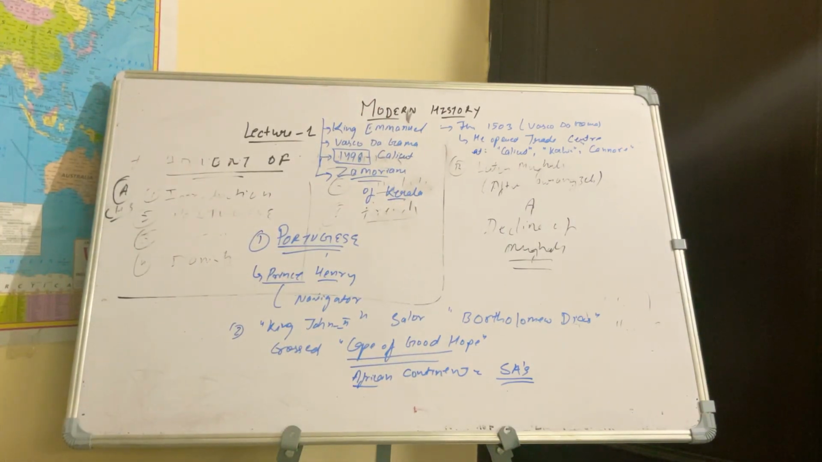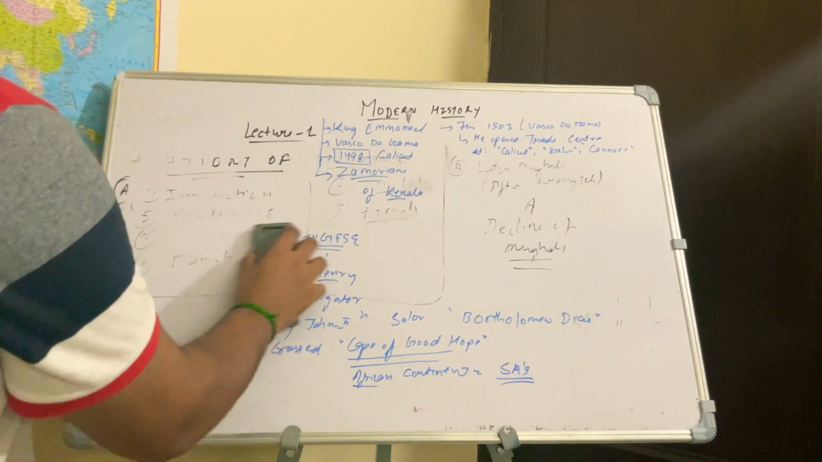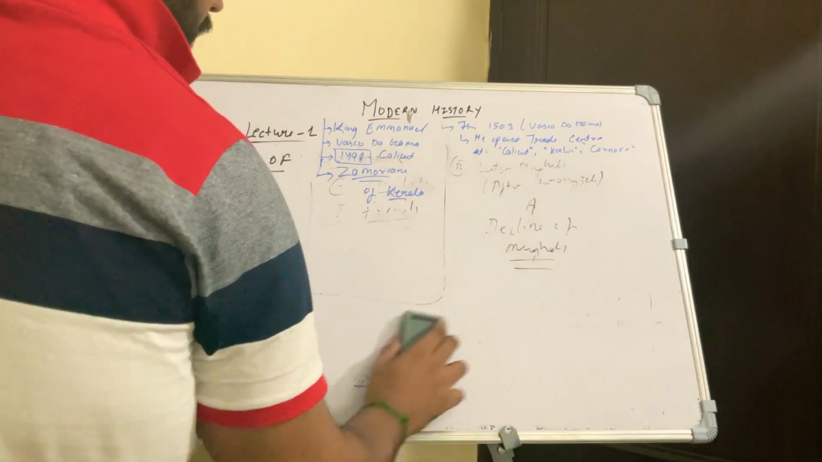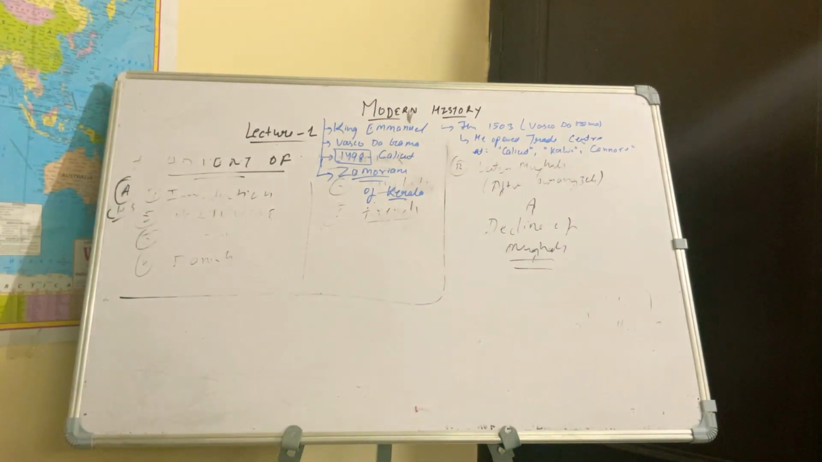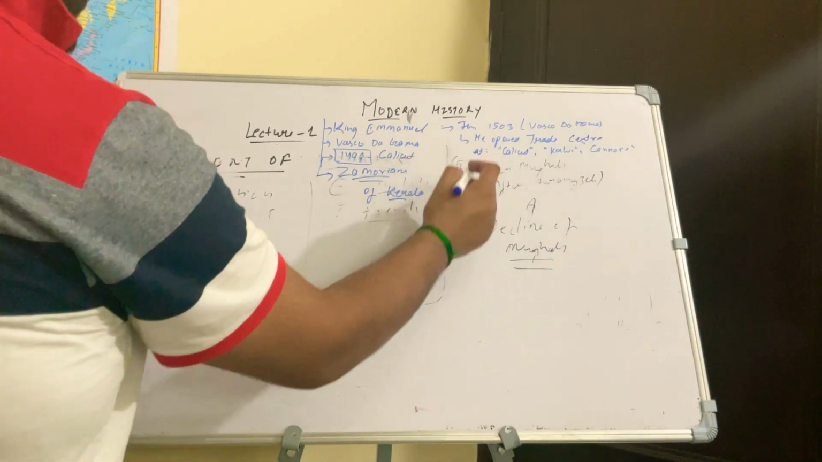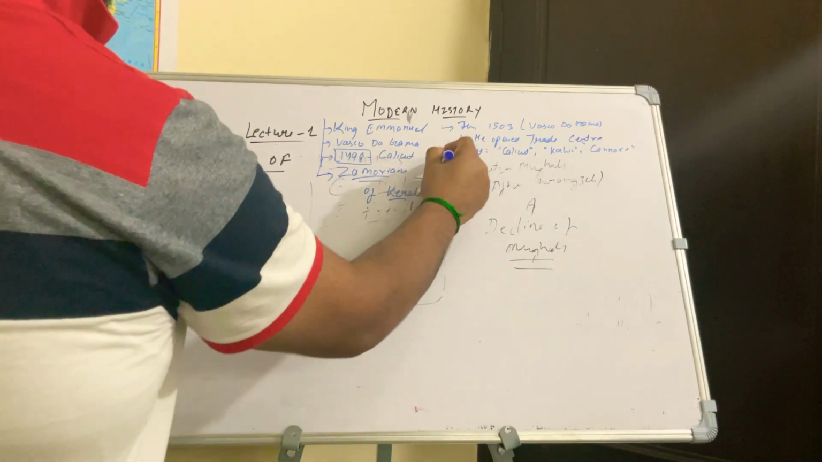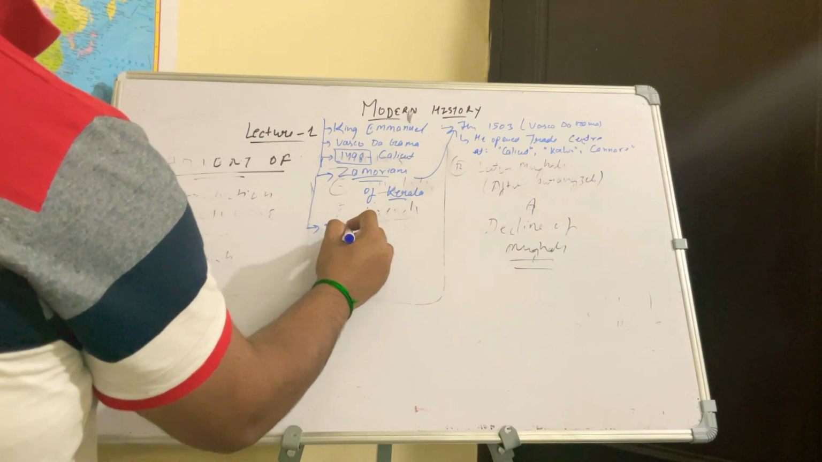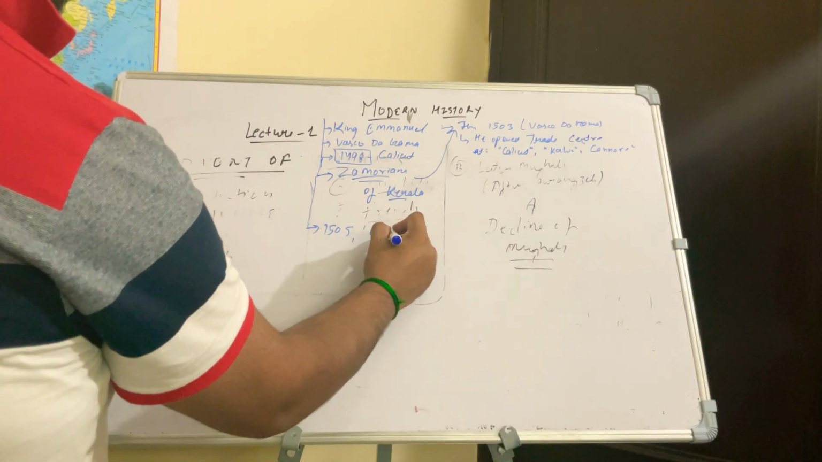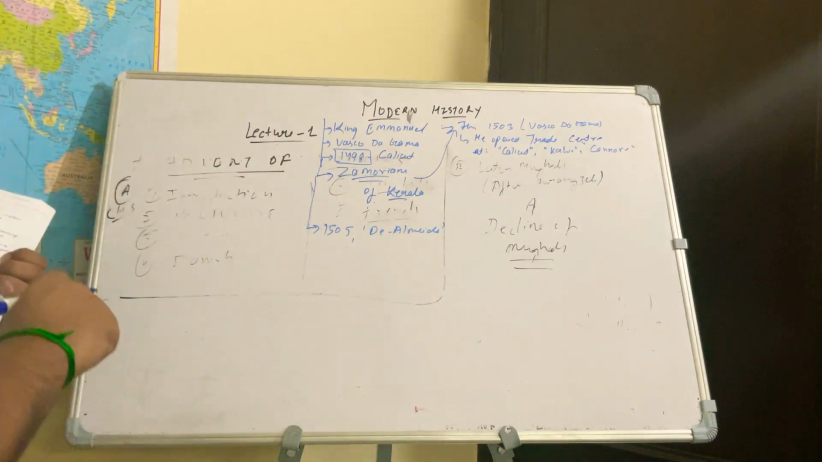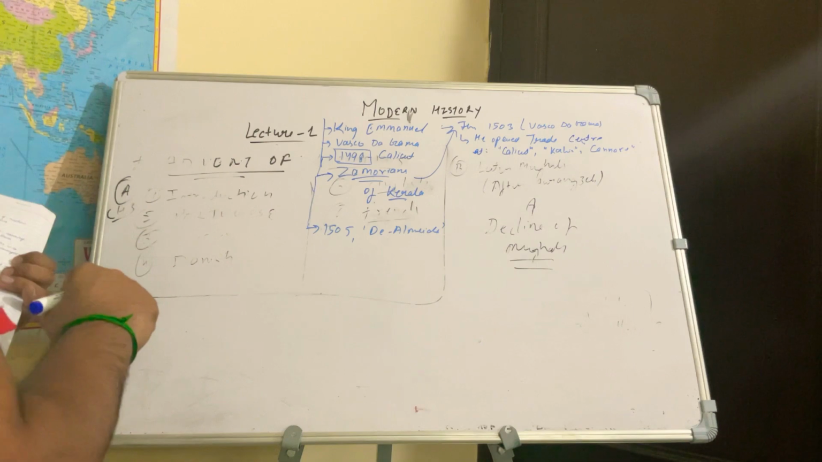I hope you are with me on this point. So I'll just rub this part. Write down the next point. In 1505, D. Almeida was sent as the first Portuguese viceroy in India.